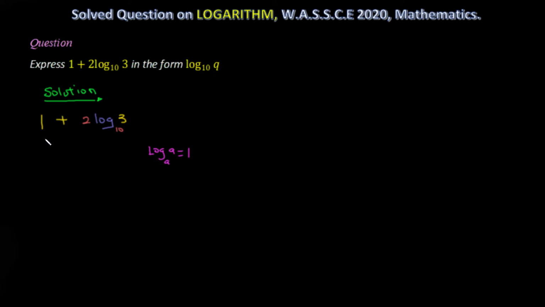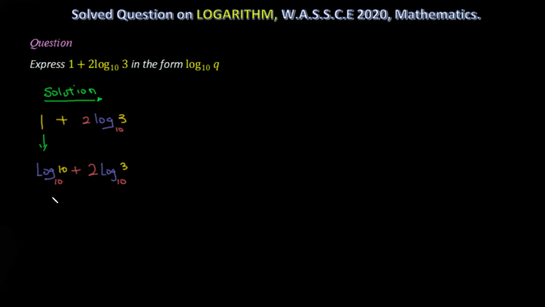First of all, let's convert this one, considering the base and the other number. Now this is log 10 and log 3 base 10. Here we can have our 1 also in the form of log 10 base 10. Log 10 base 10 will give us what? 1. Then this will be plus 2 log 3 base 10.